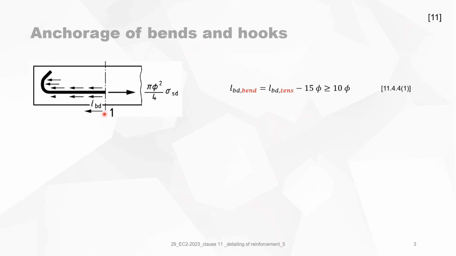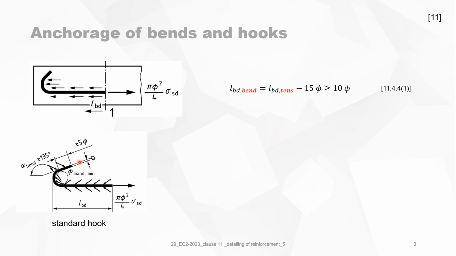The notation LBD is very confusing because LBD is already used for anchorage of straight bars. So I prefer to add bend: instead of LBD, it's LBD bend, because this is the anchorage length for a bend or hook. And the LBD that we calculated with 11.3 for straight bars, just to make sure that it's not confused with the figure, we should call this LBD tension, for instance.